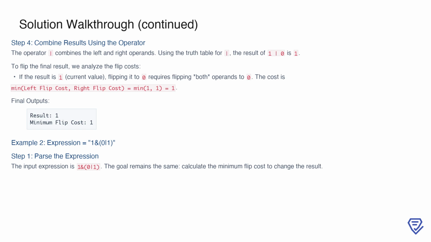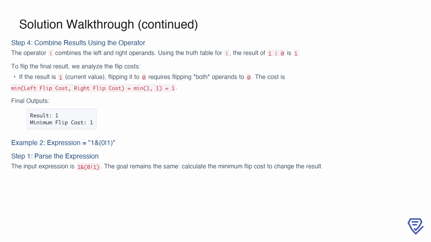Now that both operands have been evaluated, we combine their results using the operator. According to the truth table for OR, the result of 1 | 0 is 1, which becomes the current value of the expression. To determine the cost of flipping this result, we consider how to change the final value from 1 to 0. This requires flipping both operands to 0, and the minimum cost for this operation is the smaller of the two flip costs, which is min(1, 1), resulting in a flip cost of 1. With this, we finalize the outputs for this expression. The result is 1, and the minimum cost to flip the result is 1.